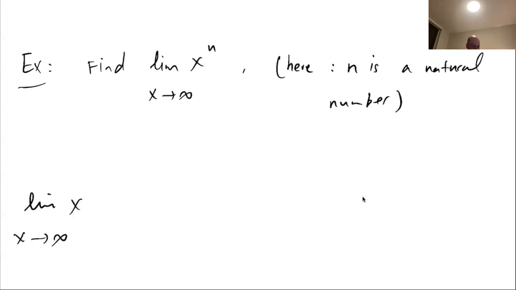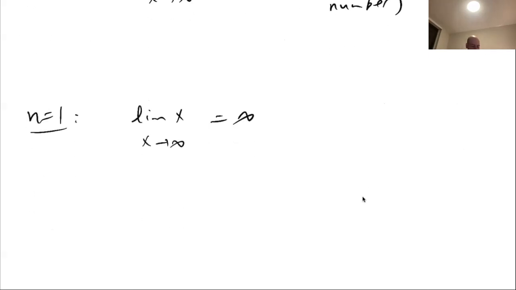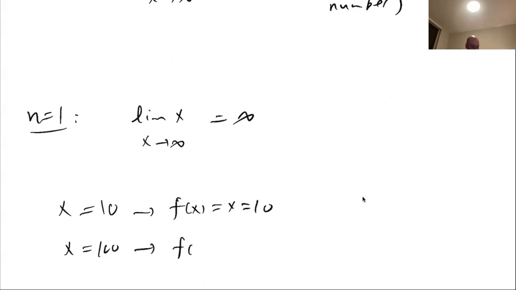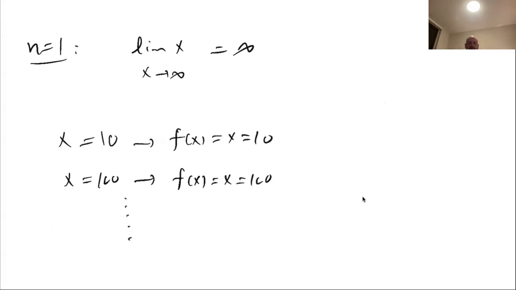Okay, so the limit of x itself as x goes to infinity. If, let's say, n is 1, then the limit of x as x goes to infinity is infinity, right? Why? Because if you look at the inputs and outputs, if x is 10, f of x will be 10. If x is 100, f of x will be 100, and so on. So as the inputs become larger and larger, the outputs also become larger and larger.